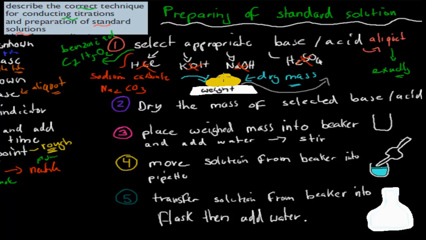So once we've weighed it, we have the dry mass of the selected base or acid. That's the second step. After selecting the appropriate one, what we do then is we take that dry mass and put it in a beaker.